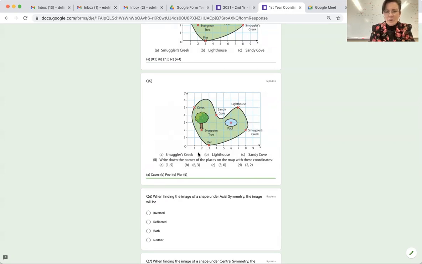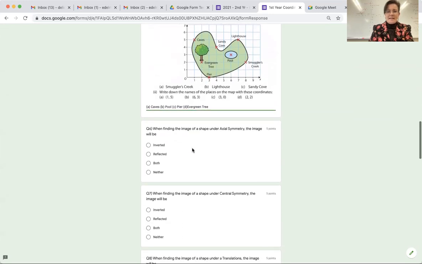Part D, 2, 2. Over to 2, up to 2. And you get to the evergreen tree. Okay, so I wanted you to be able to plot points, write down the points of where something is, and name things when you're given the points as well.